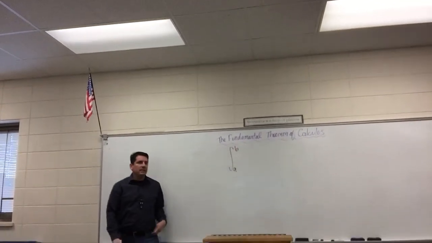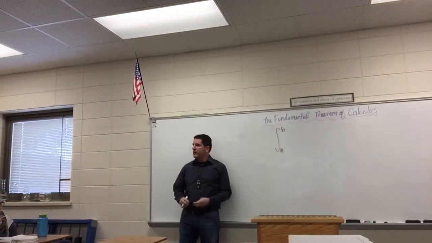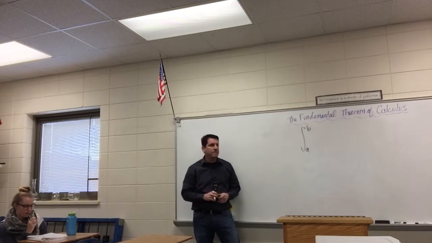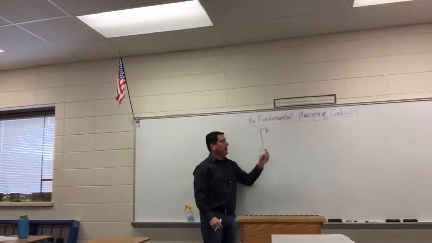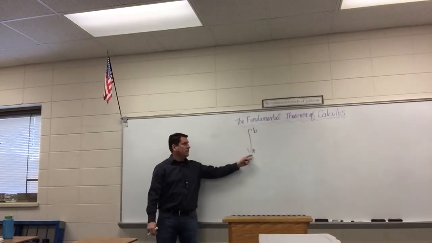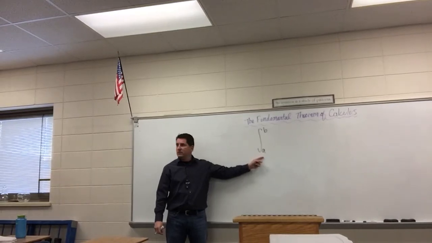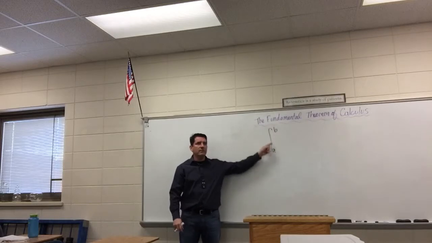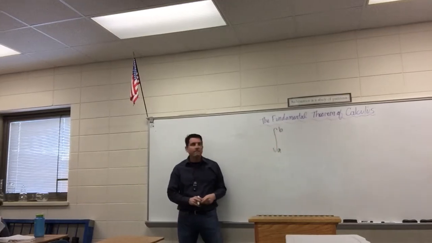We said that this big, long, elongated S is called the integral symbol. Okay, you wrote that down, right? It's the integral symbol. And A is called the lower limit of the integral, and the B is the upper limit. So we have the lower limit and the upper limit for the integral.